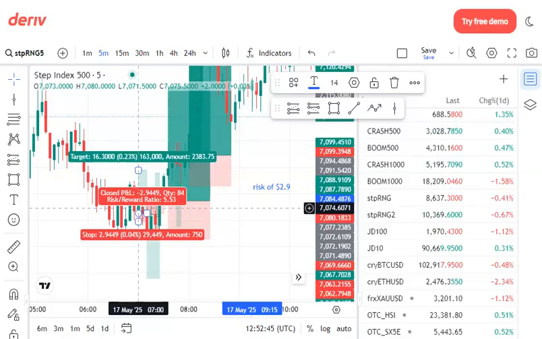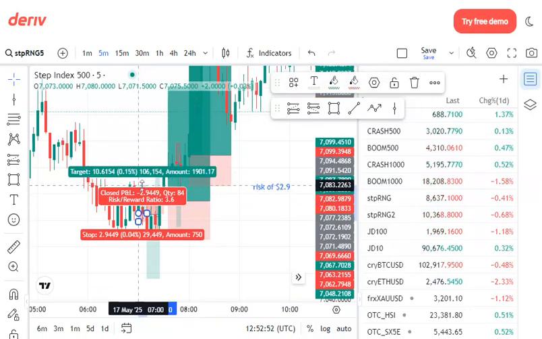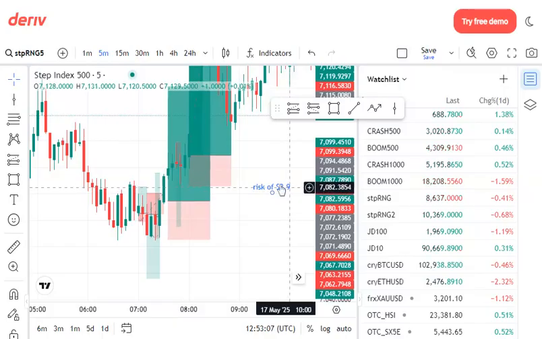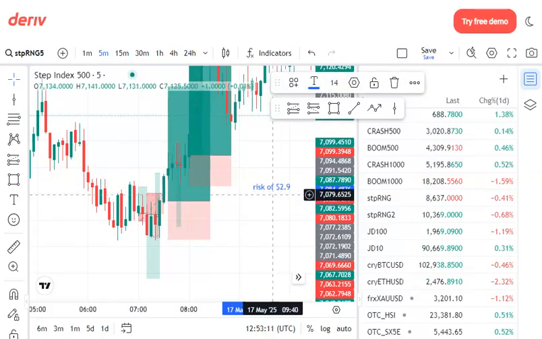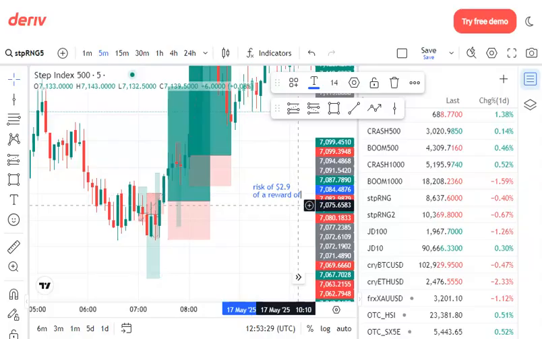So we risked $2.9 for a risk to reward ratio of 1 to 3. $2.9 times 3 equals $8.7. And I will write a reward of 8.7 USD.